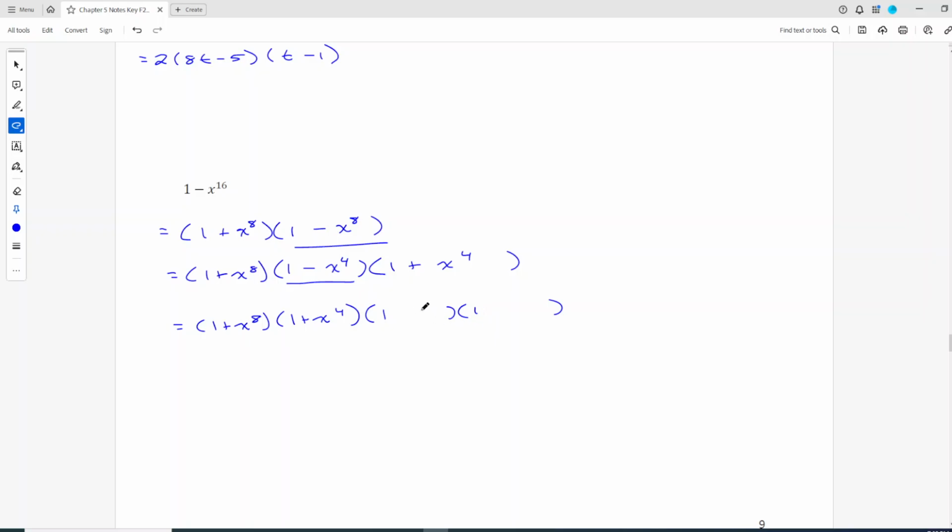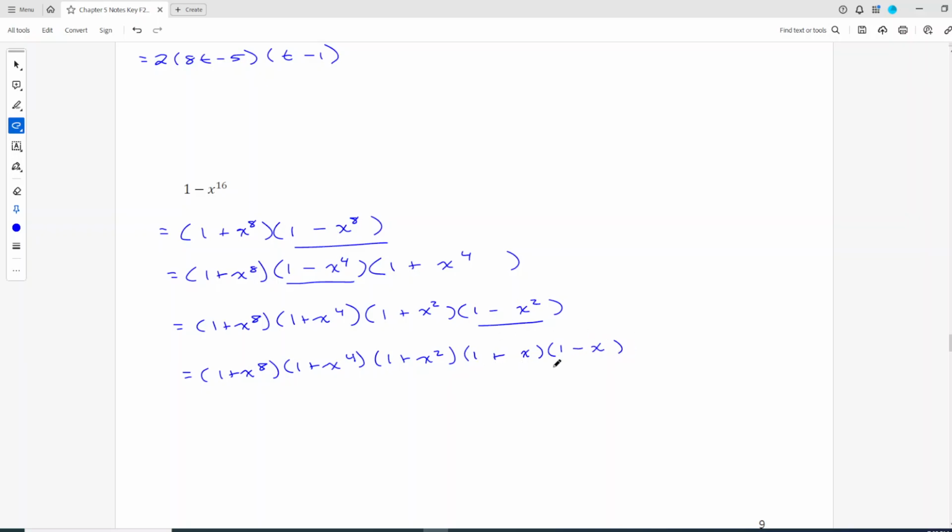Square root of the 1 is 1. Square root of x to the 4 is x squared. One gets a plus, one gets a minus. I remembered the order this time. And then again, I have a difference of squares. So I keep going, prime, prime, prime, keeps going. I've got 1 plus x to the 8 times 1 plus x to the 4 times 1 plus x squared, and lastly, two brackets, square root of 1 is 1, square root of x squared is x, one gets a plus, one gets a minus.